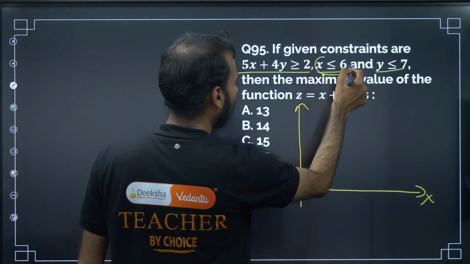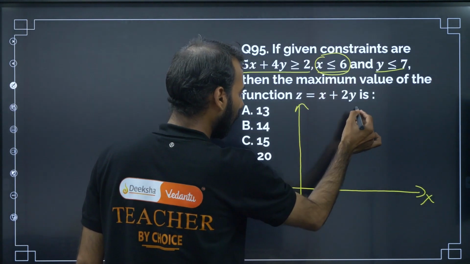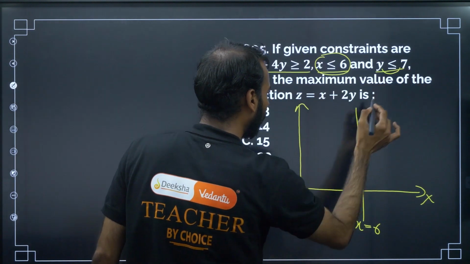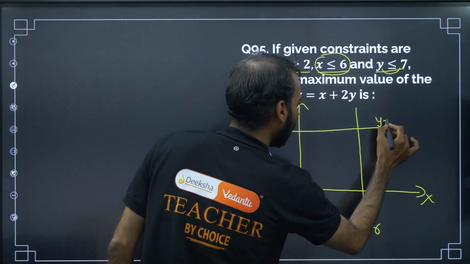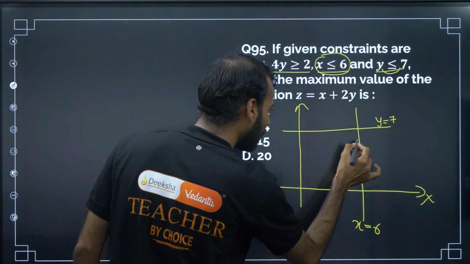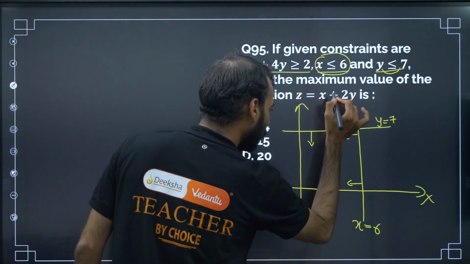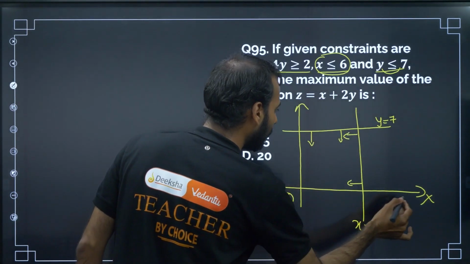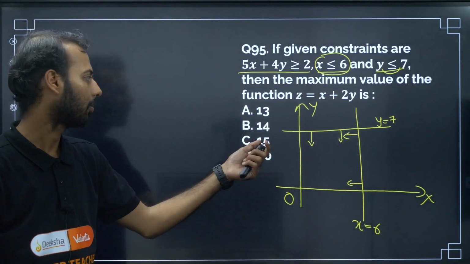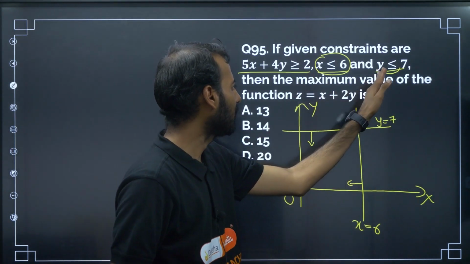Here, one is an equation and one is an inequality: x is less than or equal to 6. If I plot it on the graph, this is the line for x equal to 6. For y equal to 7, the line will be like this. Less than or equal to means they are talking about this region. This is the origin, this is x, this is y. All this decoration you don't have to do in the exam. Since I am explaining, I am writing it neatly. So x less than or equal to 6 means this region, and y less than or equal to 7 means this region.